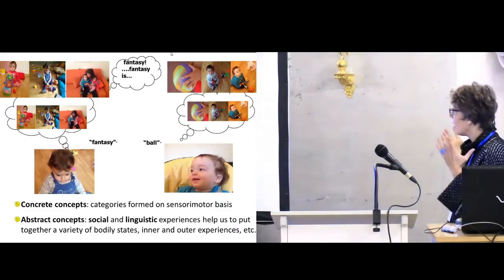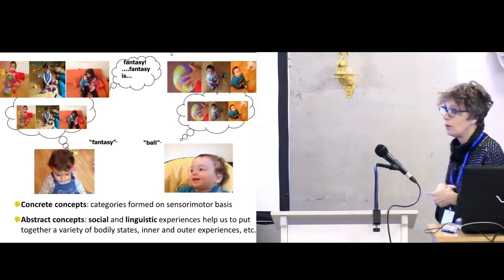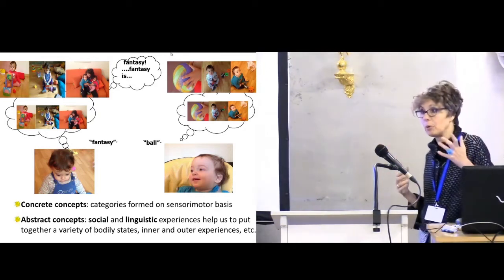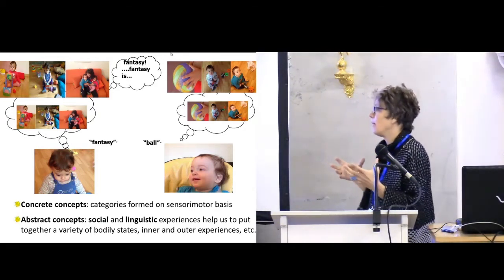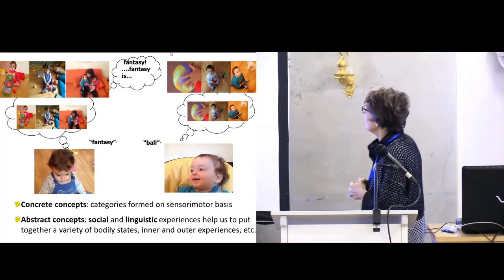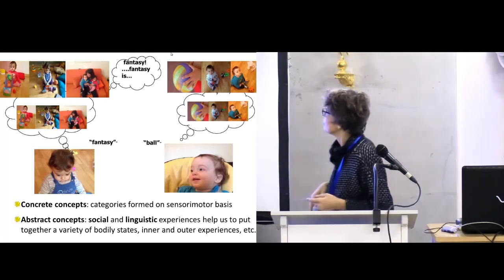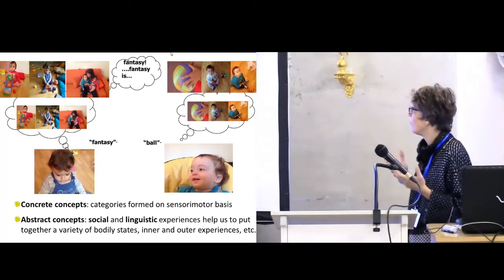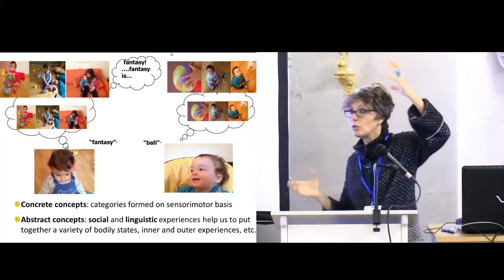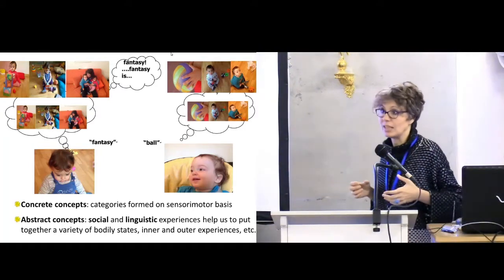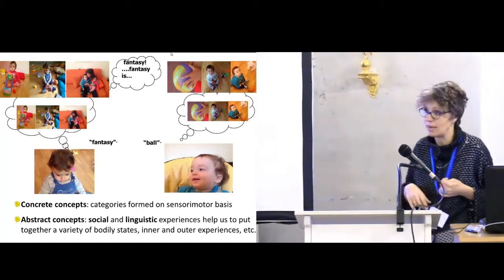This is an example of this. Consider this boy. He has to form the category of ball. He has different experiences of balls, but he obviously needs the linguistic input to form a compact category. But the linguistic input is less crucial for him than for her. She has to build the concept of fantasy, and to do it, she has to put together a variety of heterogeneous experiences. They are so different that she needs more the input of another person.